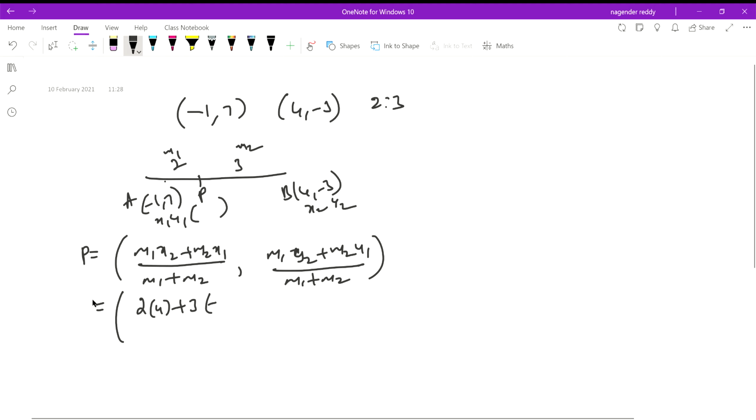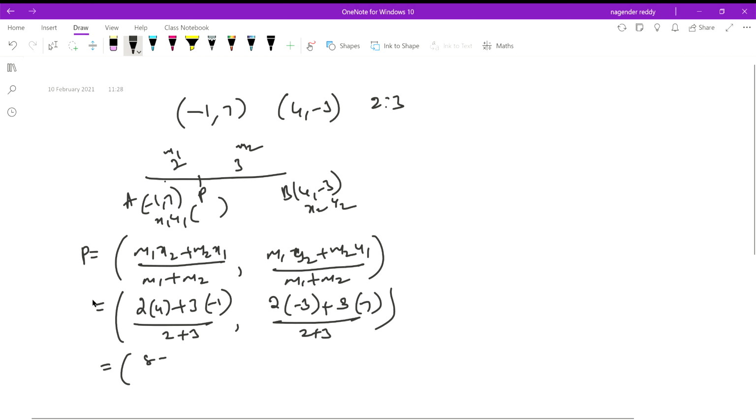x1 is -1. 2 plus 3, comma, m1 into y2. Just observe and write. m2 is 2 into 7, that is 2 plus 3. That equals (2 fours are 8, minus 3) by 5, and -6 plus 21 by 5.